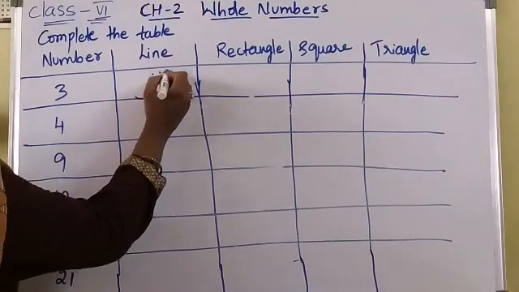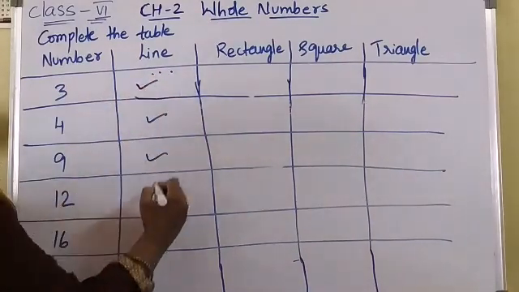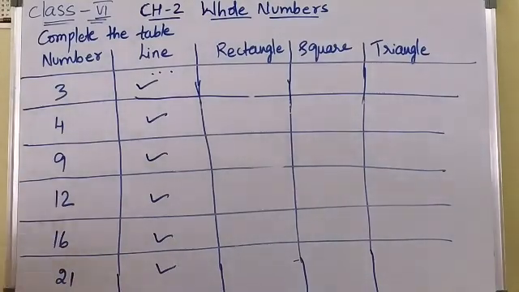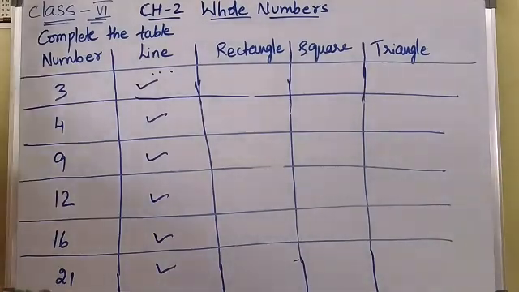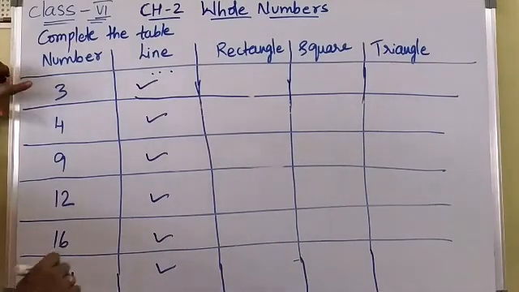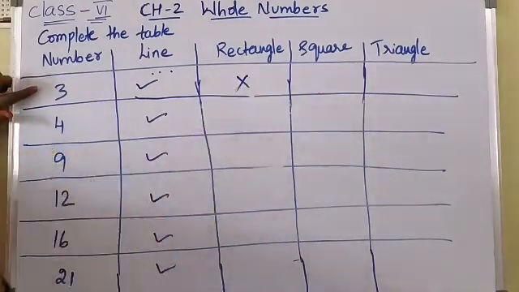For 3, yes, 3 dots will give you a line. So 4 can be represented. All numbers except 1 can be represented as a line. Coming to the next, rectangle. All even numbers and square numbers can be represented as a rectangle. What is 3? An odd number, not divisible by 2. So 3 is not a square number either, so it cannot be represented as a rectangle.